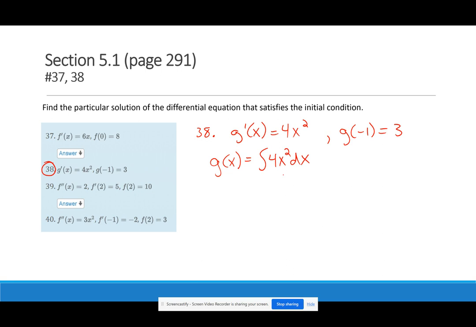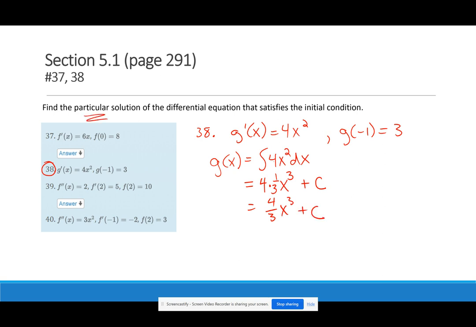So let's do that work. To get 4x squared when I'm finished, I know I needed to add 1 to the exponent. I'm going to bring a 1/3 out in front to knock out that 3 that would be brought down. I'm going to bring the 4 along, that constant along. And then at this point, I really have this plus c. This is the general solution. Right now I have 4/3 x to the third plus c.